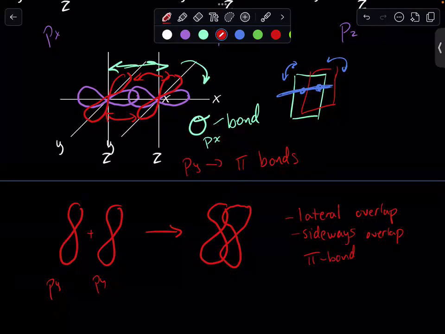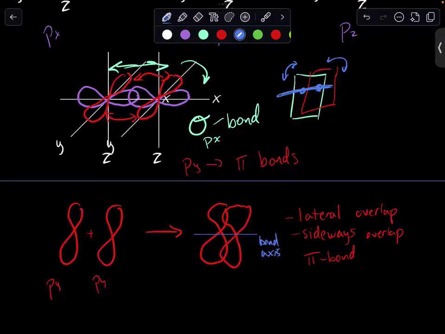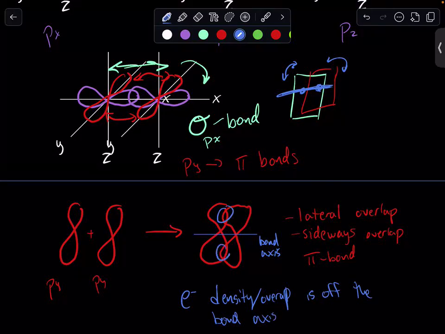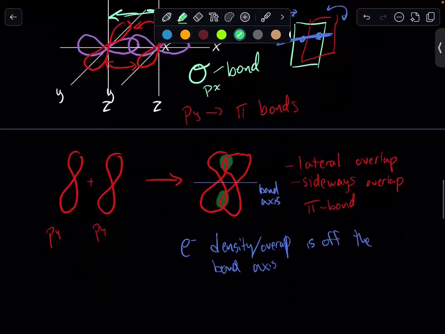Now, you'll notice a couple things. Our electron density is no longer in the bond axis. So electron density, or our overlap, is off the bond axis because our overlap is up here and down here. So it's above and below. So that's going to dictate a few things about this bond as well.